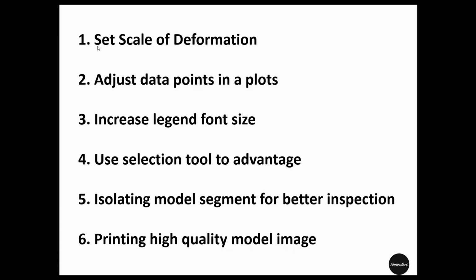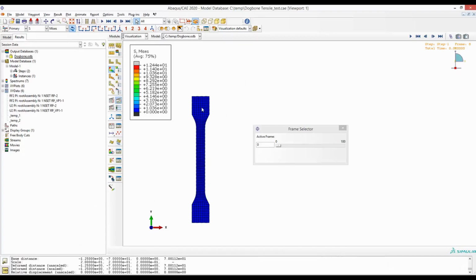So let's start with setting the scale of deformation. This is a 70 millimeter long dog bone specimen. So this end is fixed and I have pulled this end by 30 millimeters. So let's see how the deformation looks.